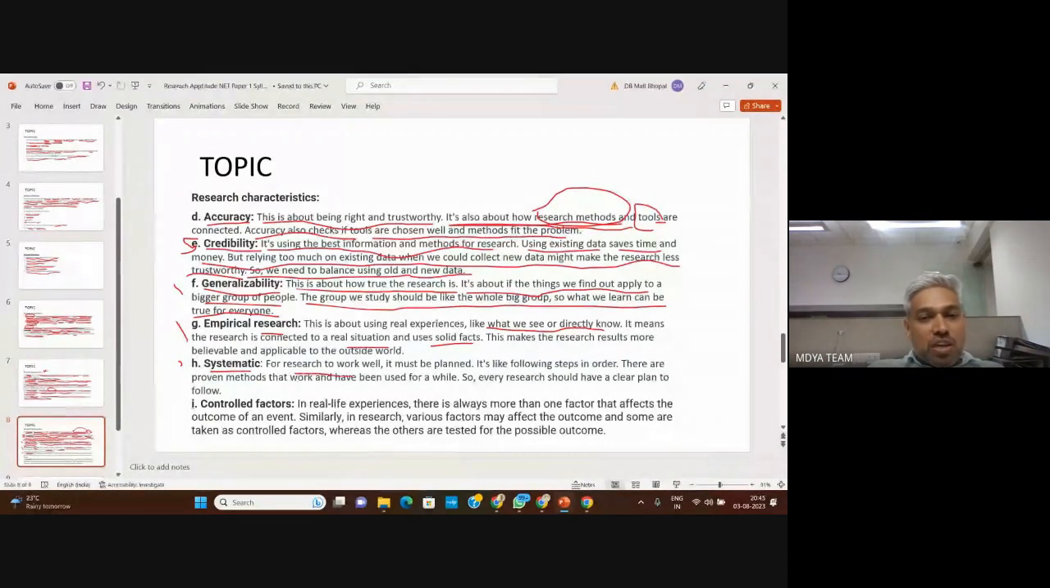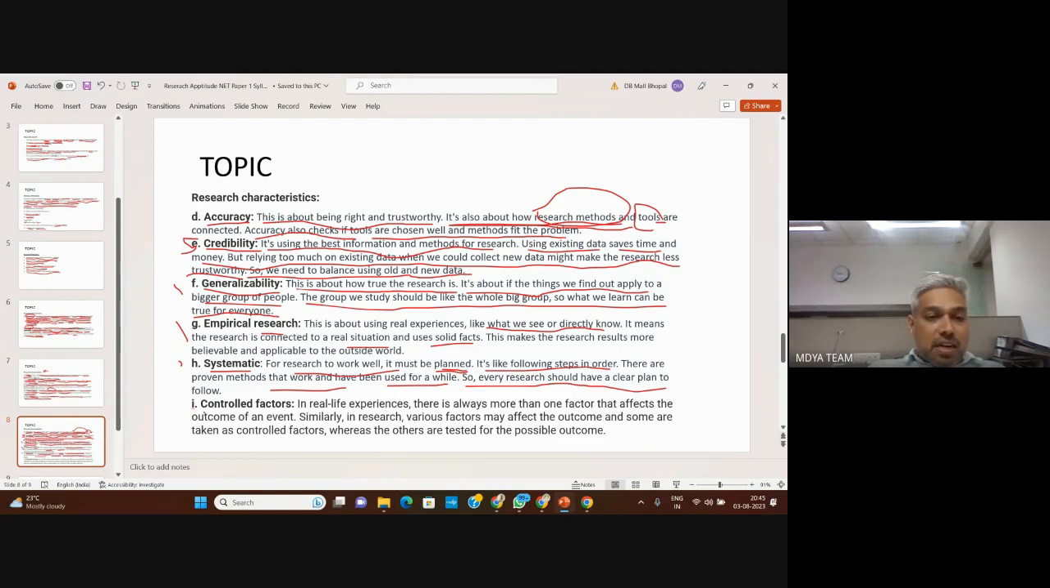For research to work well, it must be planned. It is like following steps in order. There are proven methods that work and have been used for a while. So every research should have a clear plan to follow. So that is the meaning of systematic.